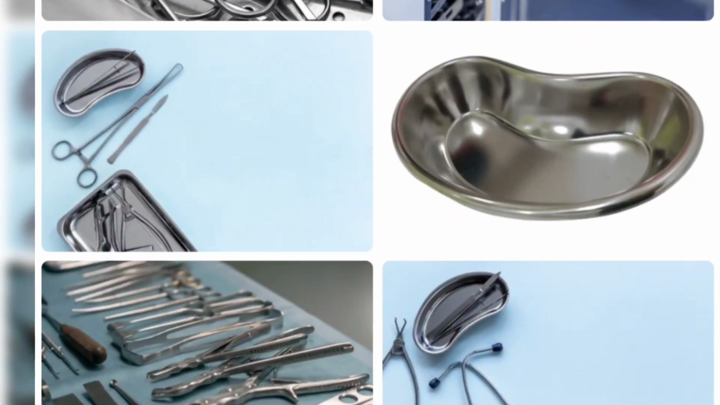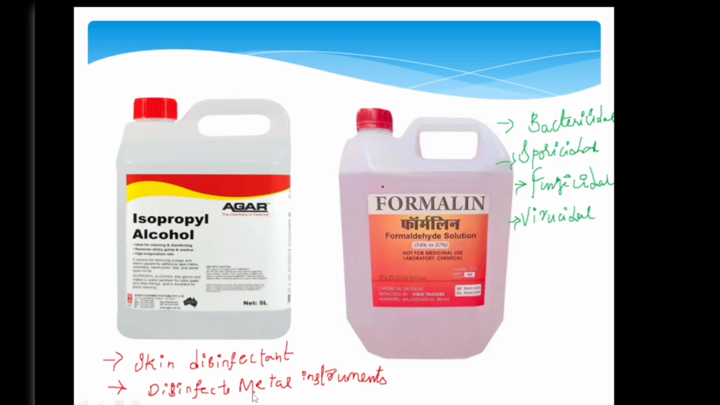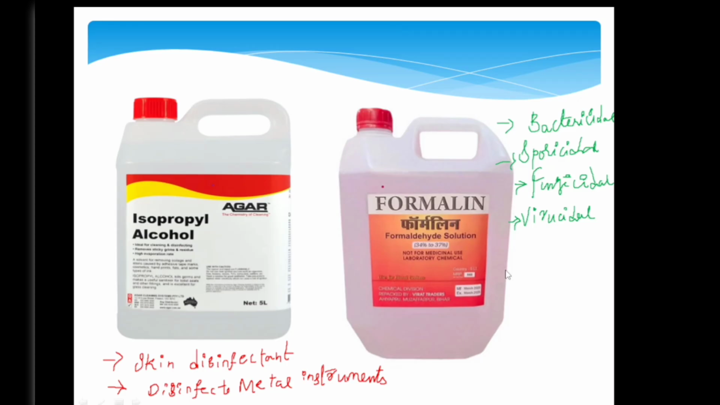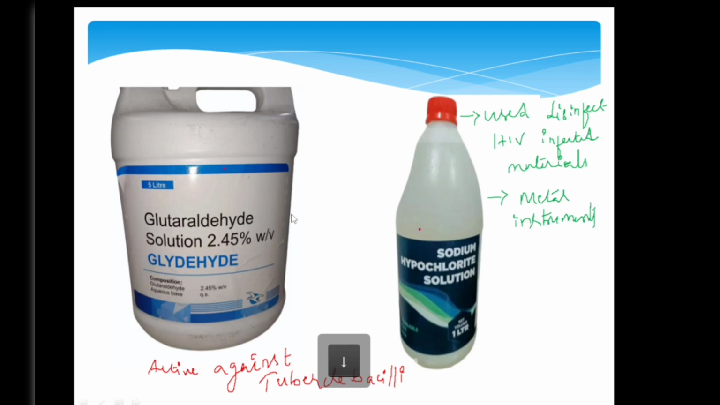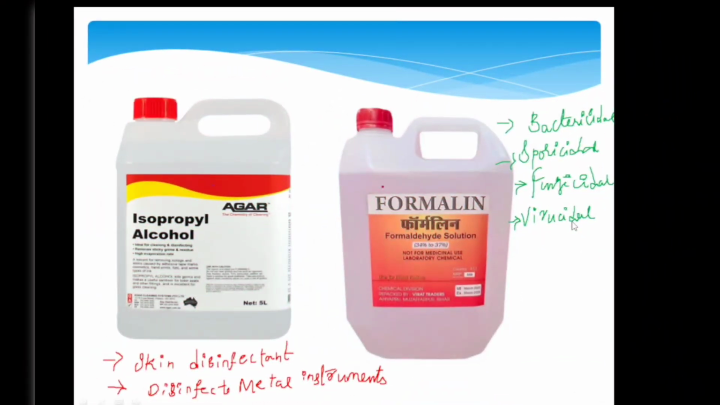Metal instruments like scissors and forceps, all these metal instruments we have to clean with the help of isopropyl alcohol before using them on patients. Next, isopropyl alcohol can also be used to clean stethoscopes, thermometers, incubators, etc. In the next image you can see formalin, another name is formaldehyde solution. Formaldehyde and glutaraldehyde, these two are examples of aldehydes. What are the properties of aldehydes?